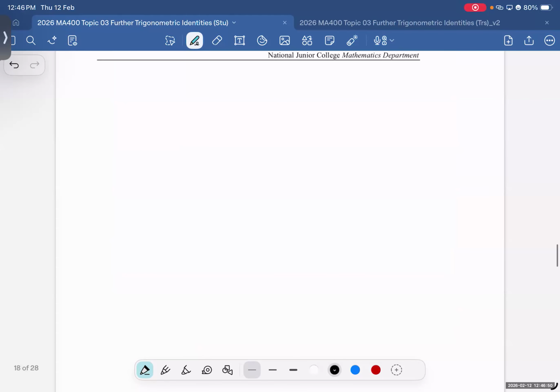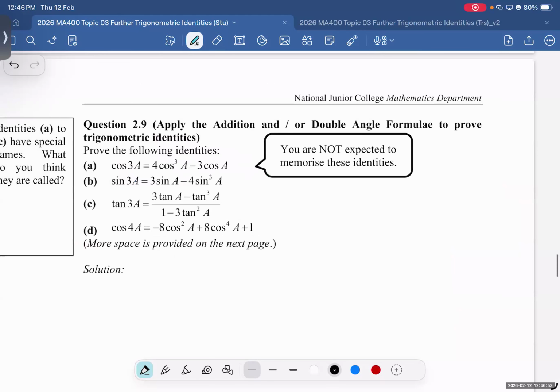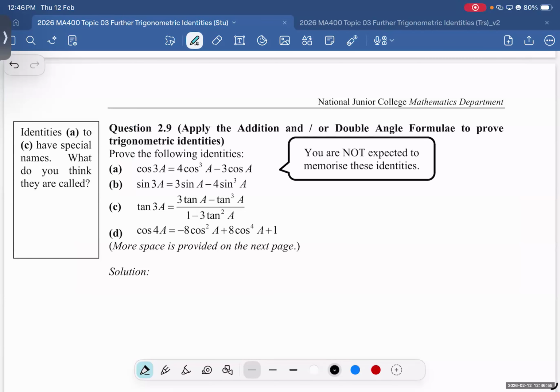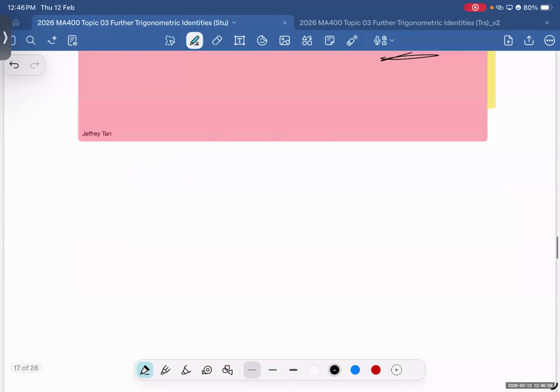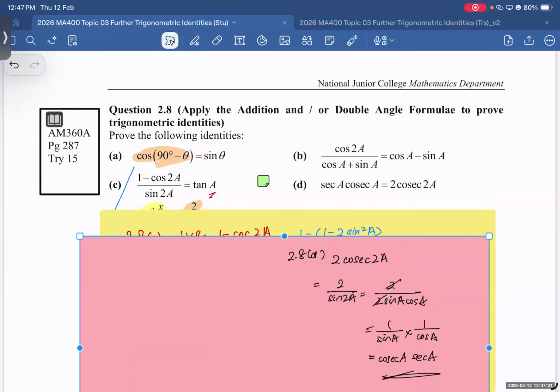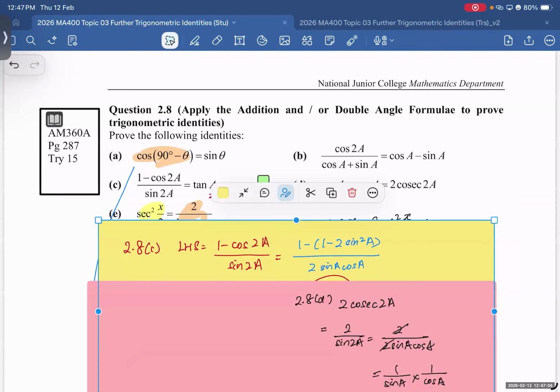Okay. How about 2.9? 2.9, B. You want to do B? Let me address the elephant in the room.